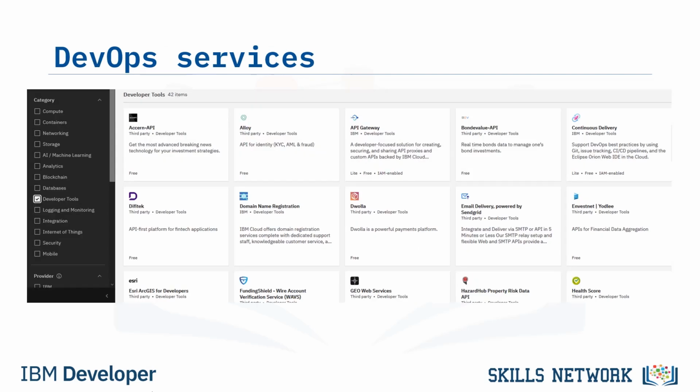The IBM Cloud Catalog provides services to enable end-to-end DevOps, such as auto-scaling, monitoring, and continuous delivery. You can access these services from the catalog by selecting the Developer Tools category.